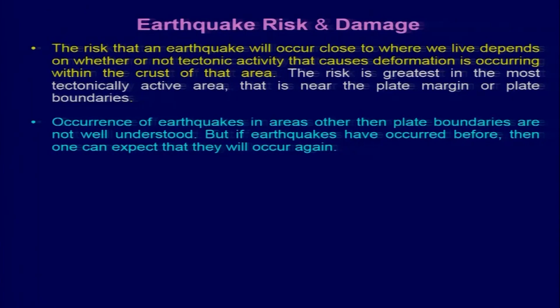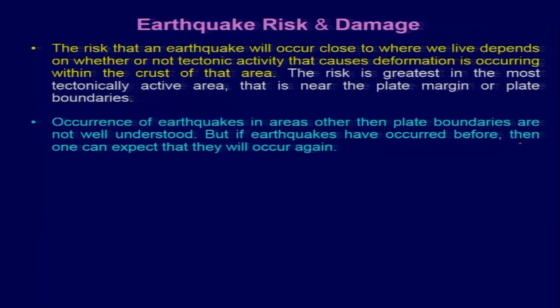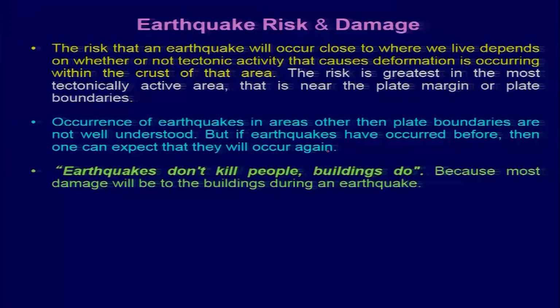Occurrence of earthquakes in areas away from plate boundaries is not well understood, and this is what happened with the 2001 Bhuj earthquake, because the area is sitting away from the plate boundary, and we consider that area a stable continental region. And even the Latur earthquake was in a cratonic area. But if earthquakes have occurred before in that region, based on historical data or paleoseismic study, then one can expect that they will occur again in that particular region.